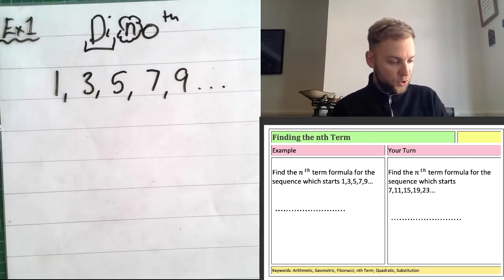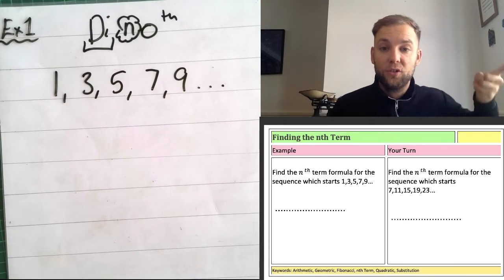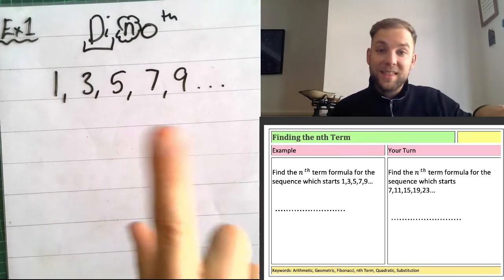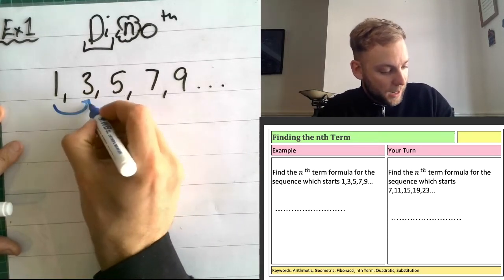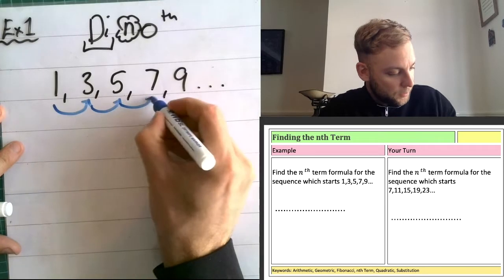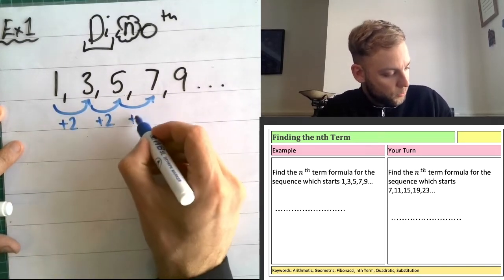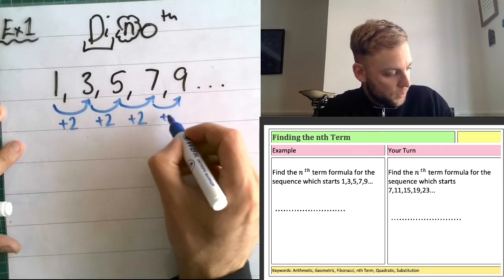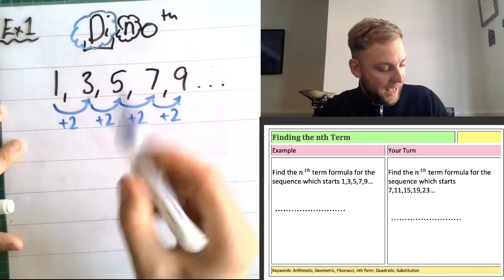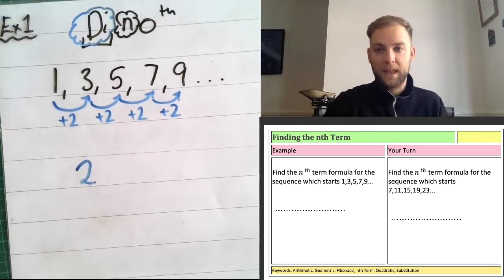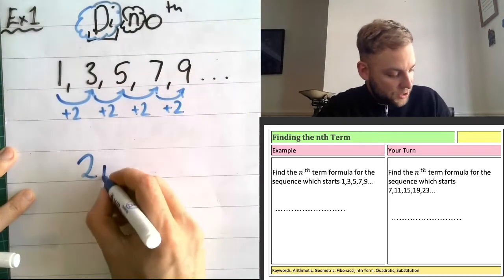So with this one, there's two things I need to work out, and that's the common difference, so what it's going up by, and then the 0th term. So for this one, what am I going up by here? I'm going up by plus 2, plus 2, plus 2, plus 2, which means that this difference is 2, okay? So it's going to be 2, and then the n, which is there.